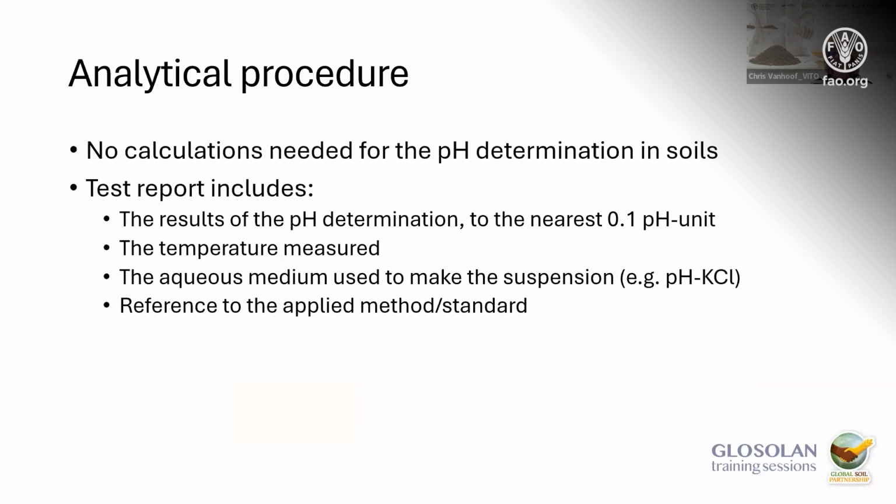What you have to report, you have to do no calculation, because you cannot take into account any temperature correction of your soil sample. So what you report is, of course, your pH results at 0.1 pH unit. The temperature you measure, it's important to mention that, because that can be an influence on the pH in the sample. Always mention which medium you used for making the suspension. For us, it's always pH potassium chloride. And of course, the reference to the method that you applied, or the standard that you applied. Those are normally the things that we include in a test report.